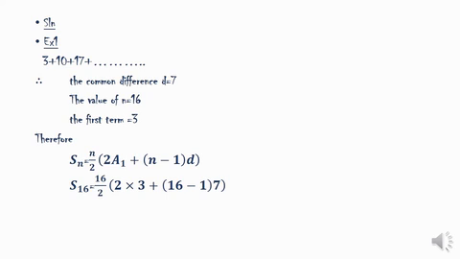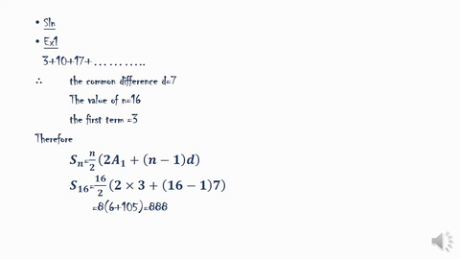Here you have 16, 16 divided by 2. Bracket, 2 times 3 plus 16 minus 1 times 7, bracket. It is not difficult mathematics if you have already prepared your data well. It's not a difficult mathematics if you have already prepared your data there. That is, so it will be 8 bracket.